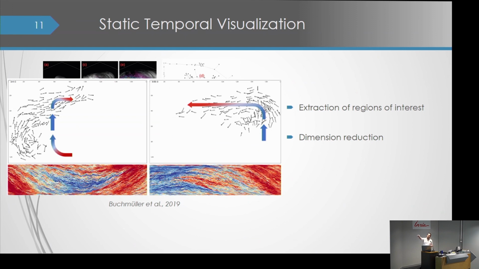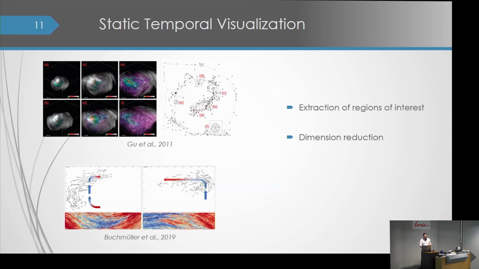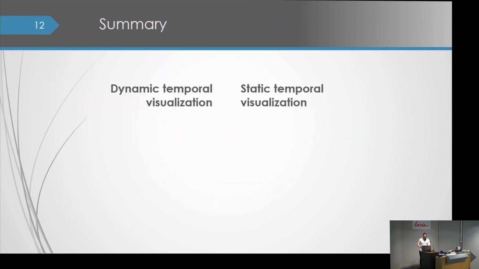Here, for example, each of the small arrows, the small vectors, are individual objects, and their movements are projected into the visualization that we can see on the bottom. And finally, static methods also rely on juxtaposition, as in these two examples, in order to have several visualizations showing maybe different parts of the data, maybe different dimensions, and to have them side by side to support the analysis.